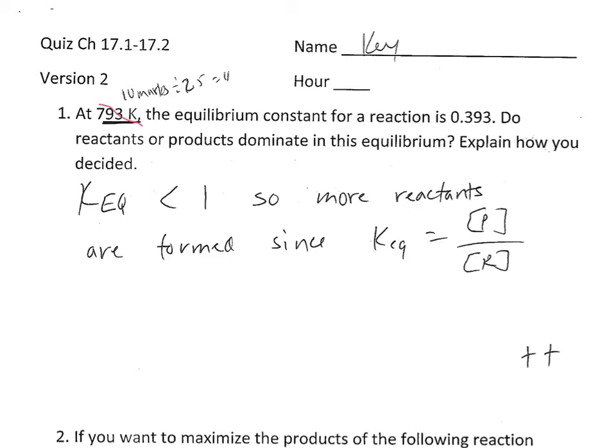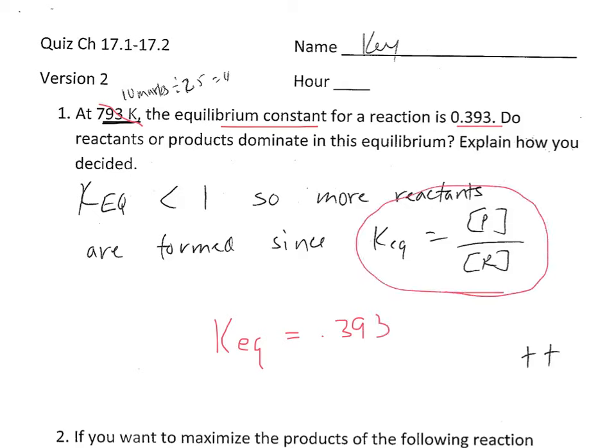What we need to know is the equilibrium constant, 0.393, so Keq is 0.393, and that's calculated by taking products over reactants. So if the number is less than 1, that means we have few products and lots of reactants. So that's letting me know that reactants are formed more or dominate, and the equilibrium lies far to the left for this equation. And the marks here are just reminding me of my mark scheme that this was worth 2 marks out of the 10 marks for this quiz.